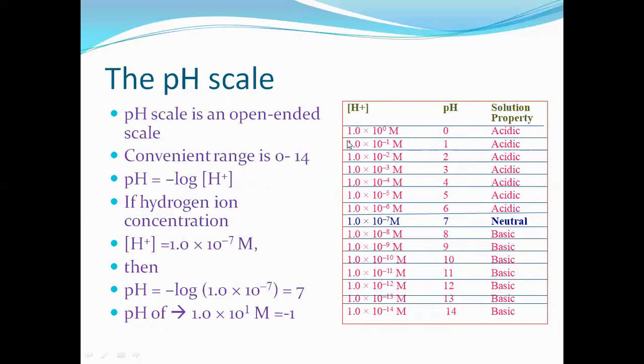For many of these calculations, you will get values like this. Like 1 into 10 power 0 is pH 0. 1 into 10 power minus 1 is pH 1. Whatever it is, here if it is 1, the power goes directly as the pH value. The concentration is in molar. So this is the shortcut to remember the pH from its hydrogen ion concentration. No need to work it out, provided this part remains 1.